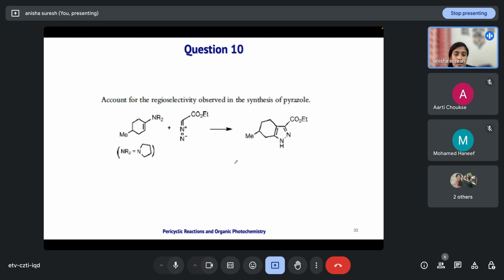Now coming to one question based on 1,3-dipolar cycloaddition. Account for the regioselectivity observed in the synthesis of pyrazole.